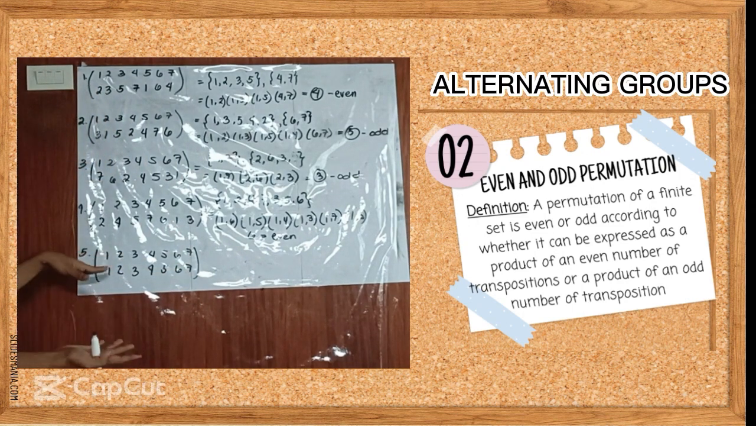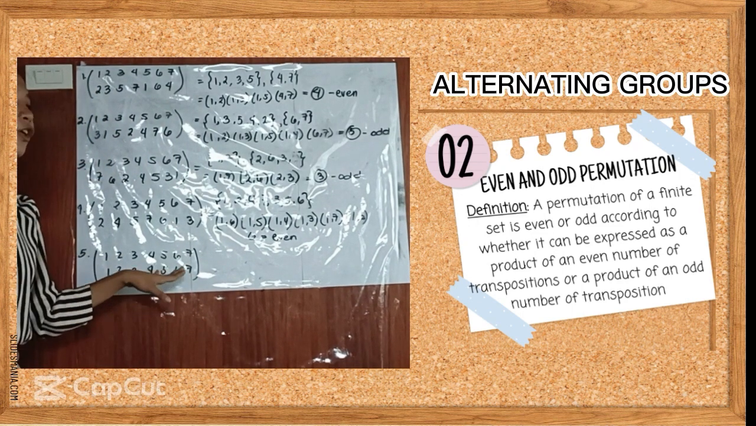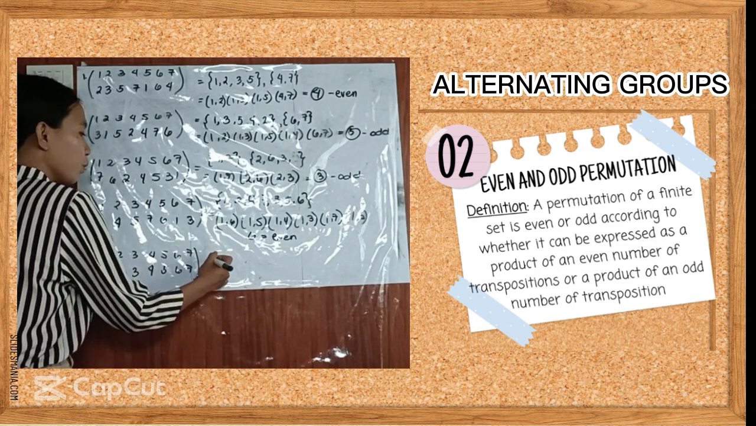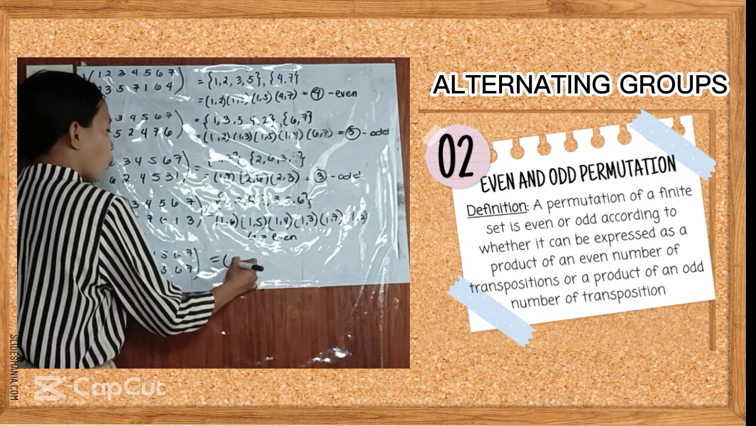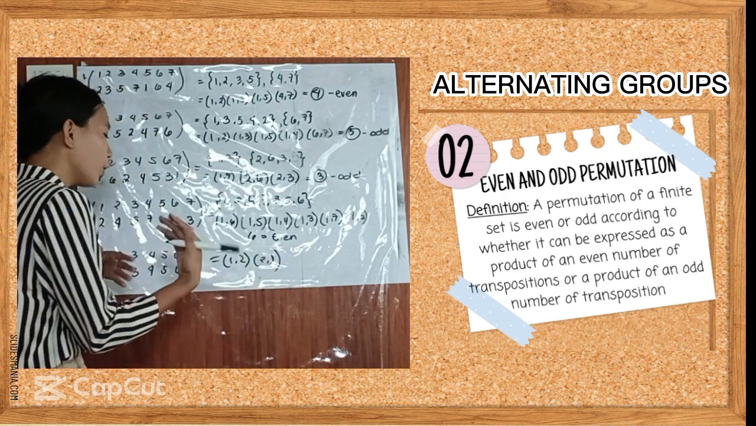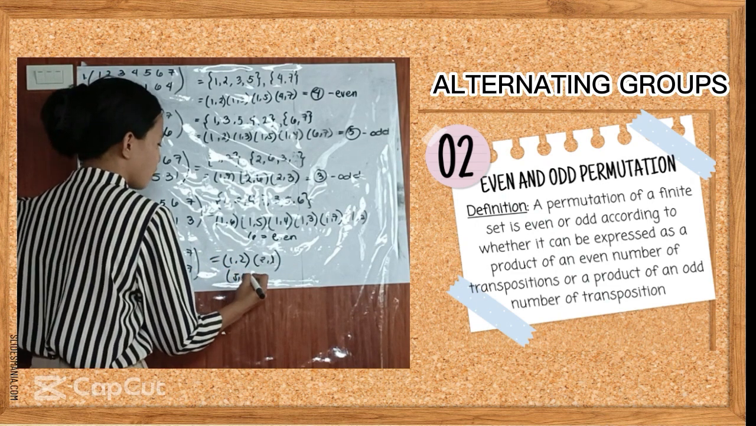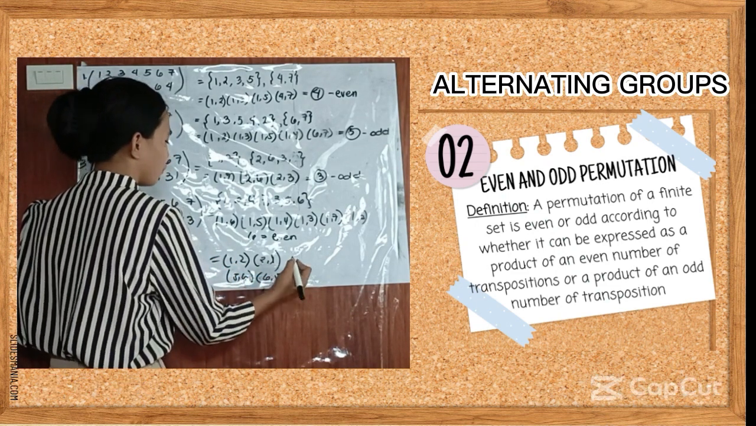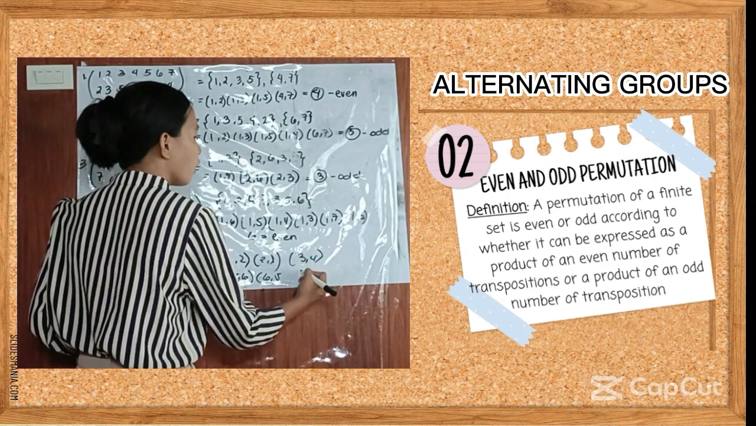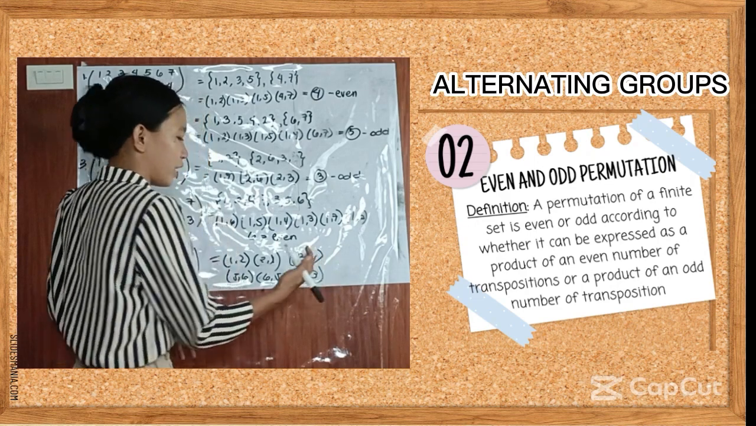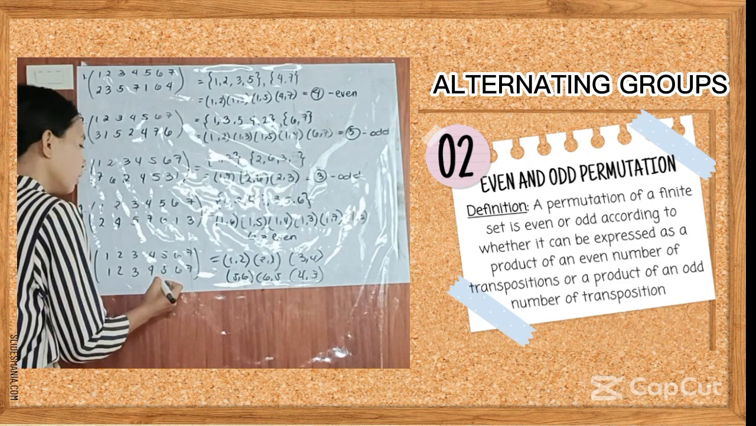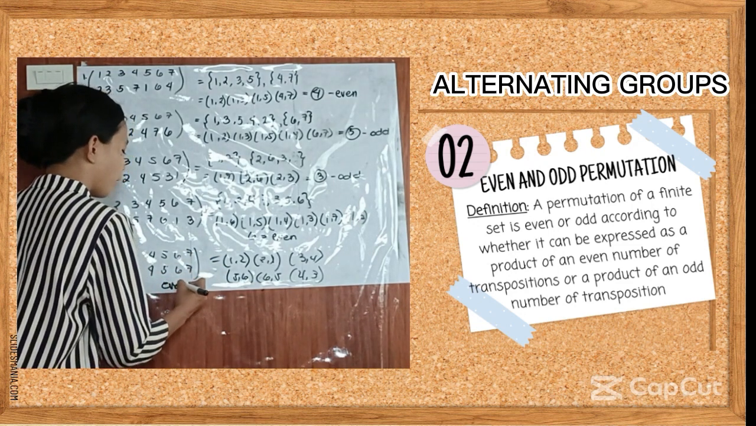Last example, we have the identity, which is 1, 2, 3, 4, 5, 6, 7 over 1, 2, 3, 4, 5, 6, 7. We can list whatever we want, like we can choose 1, 2, or 2, 1, or we can choose 5, 6, or 6, 5, or we can choose 3, 4, or 4, 3. Therefore, an identity is an even permutation.